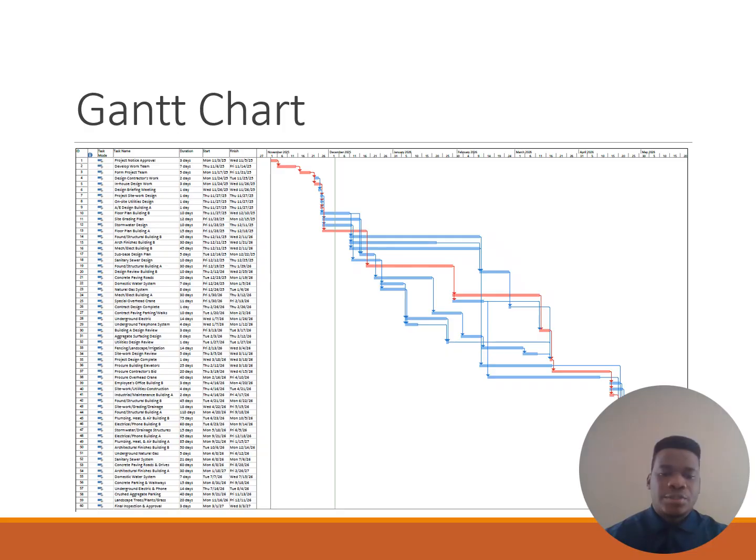So as you can see on the Gantt chart, the red bars indicate critical activities, while the blue bars represent non-critical tasks with float. The chart provides a clear timescale view of activity durations from project start to completion. This helped identify the earliest finish date before resource leveling, as well as visualize how some activities overlap in time.